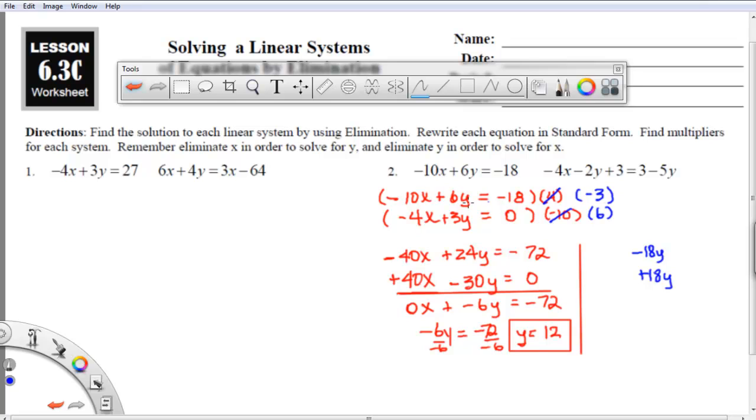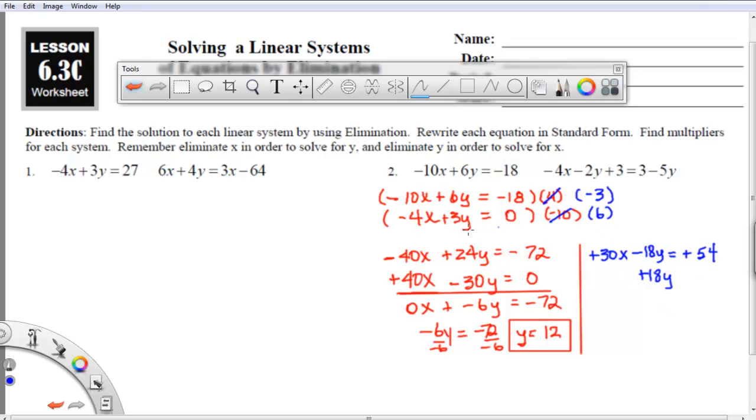So now we're going to distribute this negative 3 through the top equation and a positive 6 through the bottom equation. So a negative times a negative will make that a positive. 3 times 10 is 30x. And then a negative 3 times a negative 18, and negative times a negative is positive. And 3 times 18 is 54.